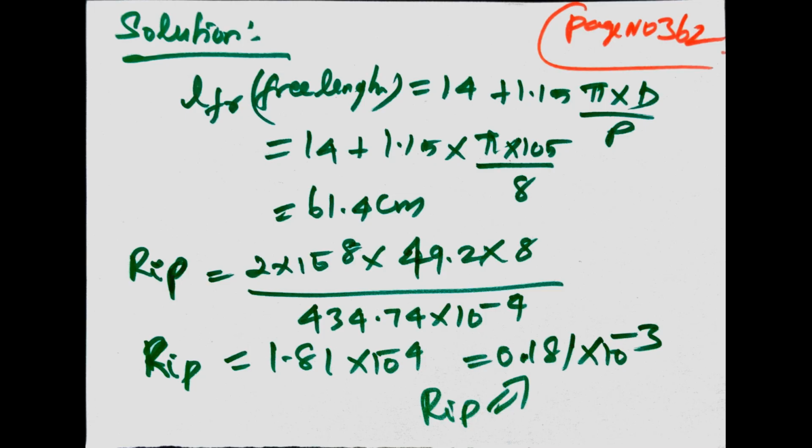Continuation of solution. L_FR, the free length, is equal to 14 plus 1.15 pi D divided by P, that is 14 plus 1.15 into pi into 105 divided by 8, that is 61.4 centimeter. R_IP, the resistance of the interpole, is 2 into 10 power minus 8 into 49.2 into 8 divided by 434.74 into 10 power minus 4. I explained that formula in previous classes. R_IP is equal to 1.81 into 10 power minus 4, that is 0.181 into 10 power minus 3.